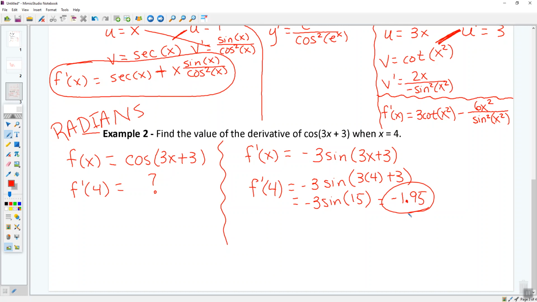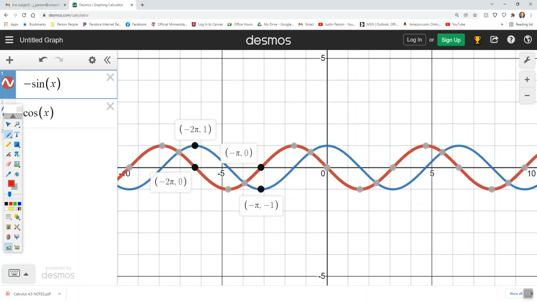Okay, so the slope there is about negative 1.95. I'm going to do something here, kids. I'm going to show you this right here. Desmos is pretty cool. Let's see if that's right. I'm going to wait till everybody has that down. You guys on board? Let's jump into Desmos and dissect what we just did.